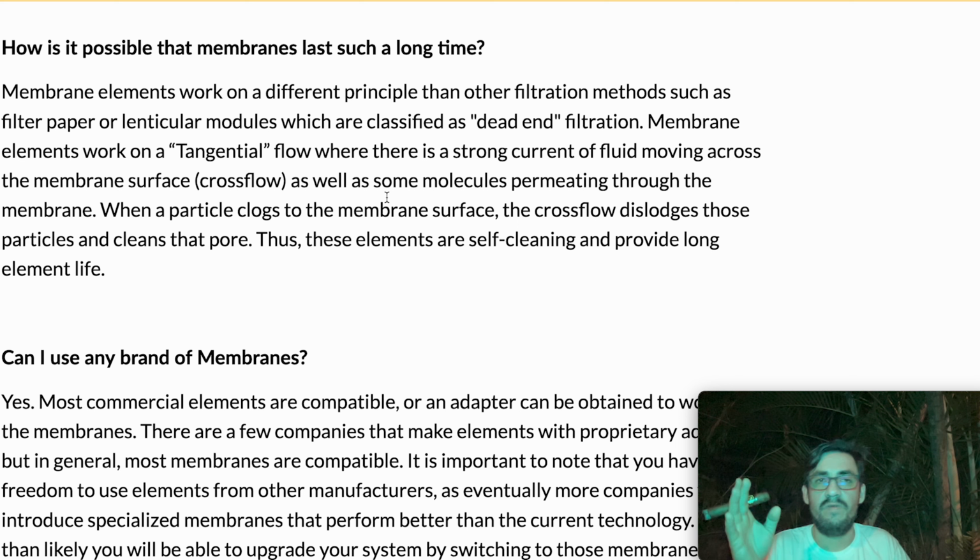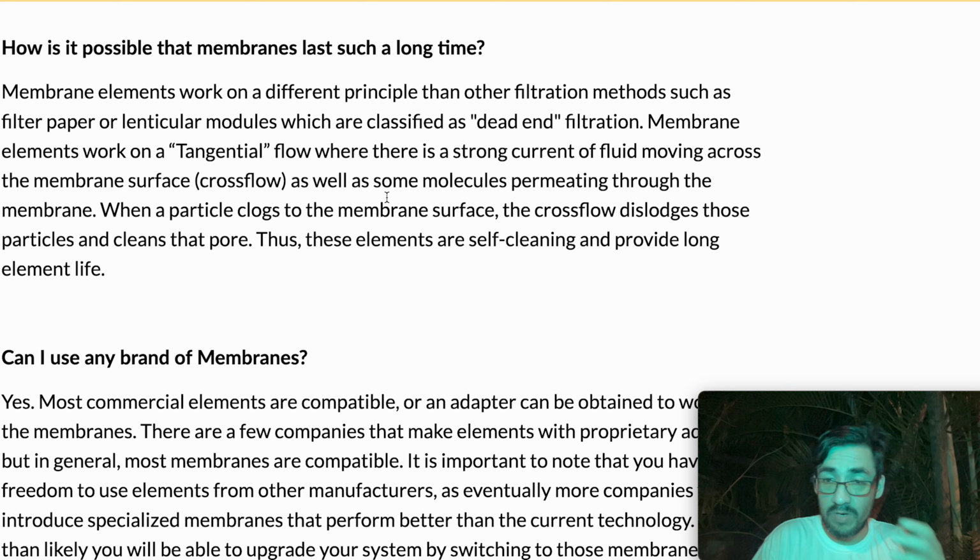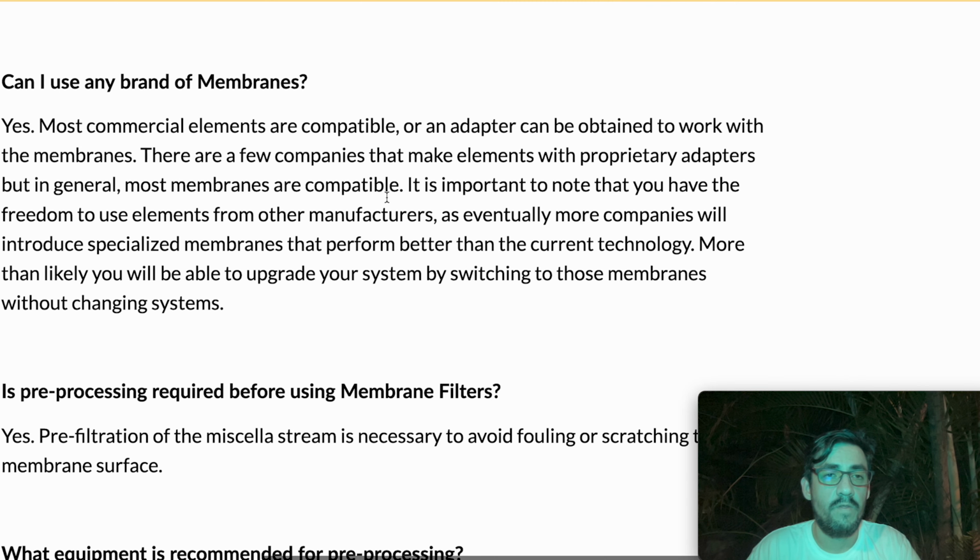How is it possible for membranes to last such a long time? It's exactly what I'm talking about, right? They're self-cleaning. That's a thing called cross-flow, tangential flow. You can read up on it, but it's really cool. They clean themselves. The garbage, the particles, the fats, whatever does not accumulate in these filters. They just go out the other end. Clean goes on one side, and the dirty goes the other end. Concentrate, retentate, or permeate, and so on and so forth.